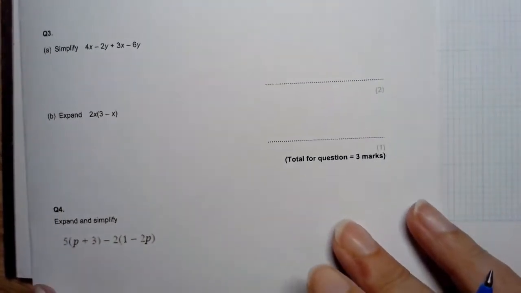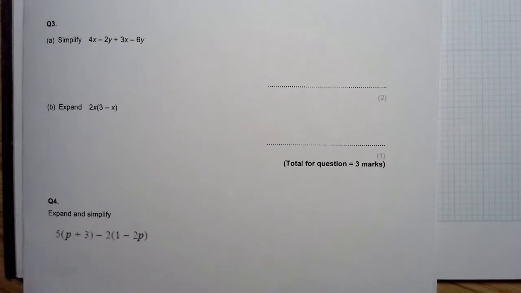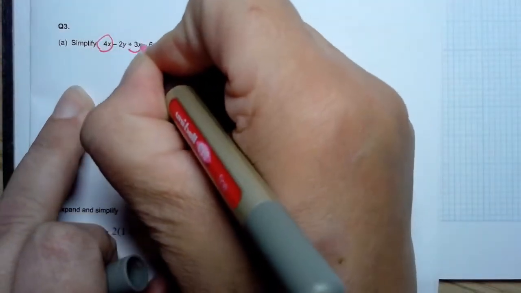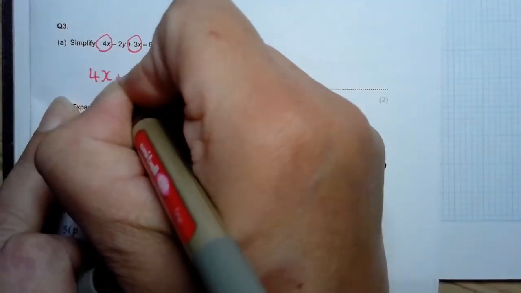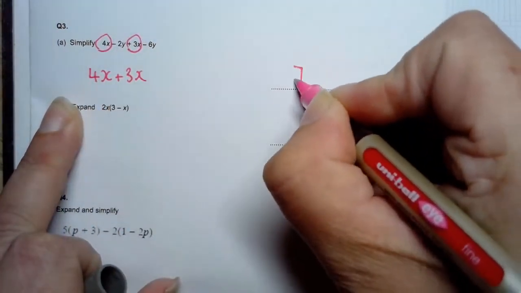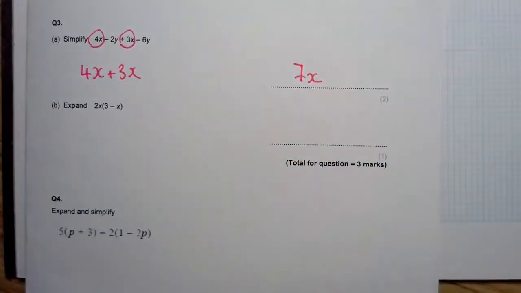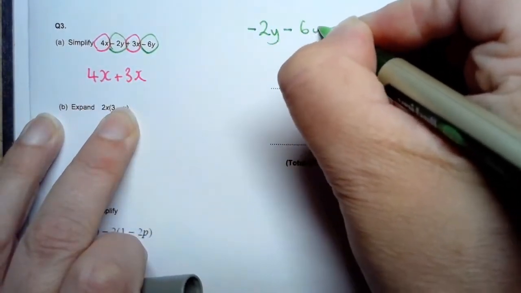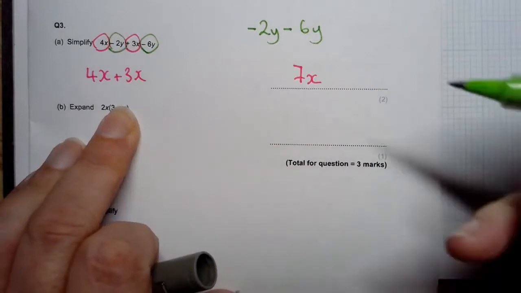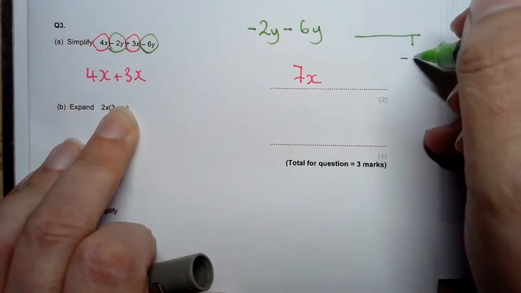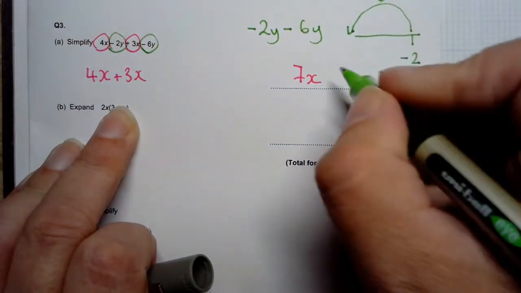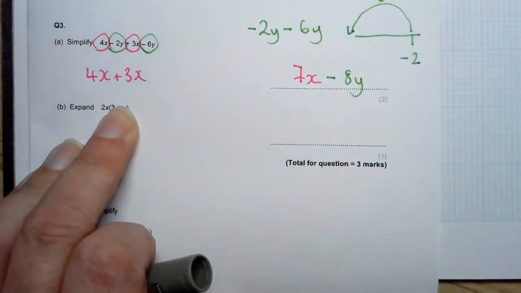For question 3, again we're collecting terms, so I'm going to collect my x terms together. So 4x plus 3x is going to give me 7x. And then my y terms are minus 2y minus 6y. So remember that that means that you are at minus 2 and you are taking away another 6, and that will give you minus 8y.